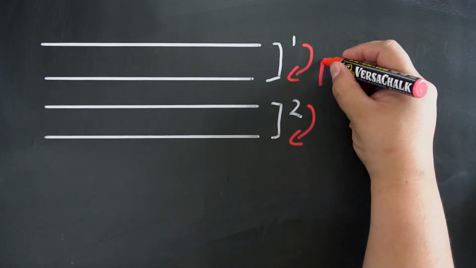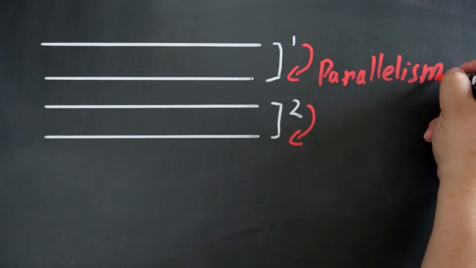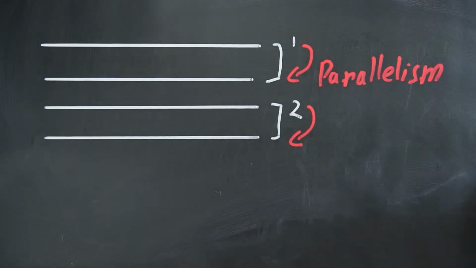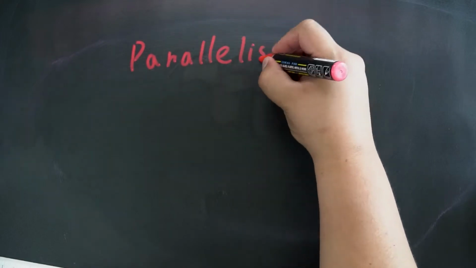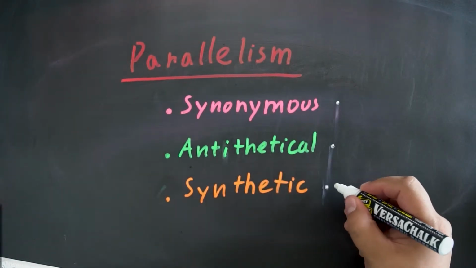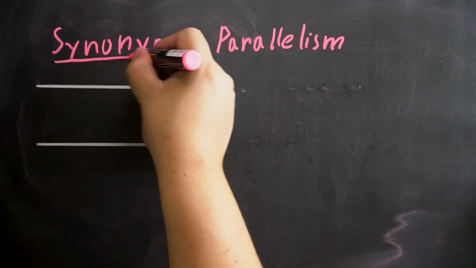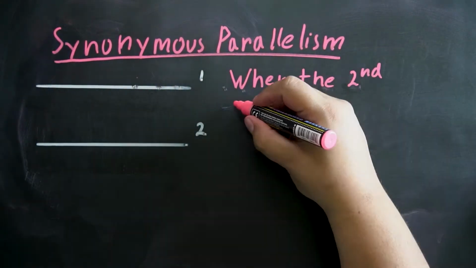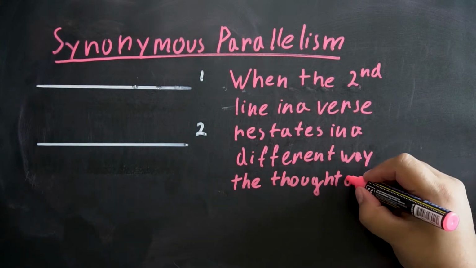How these lines are related one to the other is called parallelism, and parallelism comes in different forms. There are three types of parallelism: synonymous, antithetical, and synthetic. And in just a second, we're going to look at what each one of those means. Synonymous parallelism is when the second line in a verse restates in a different way the thought of the first line.